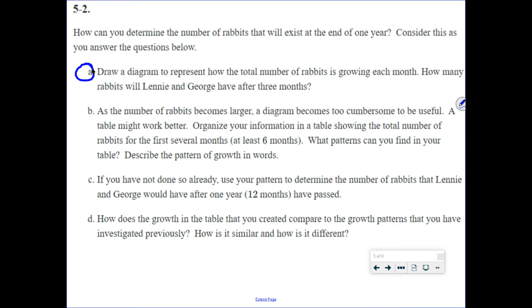Got it? All right, so right now you're going to draw a diagram to represent just the first 3 months of how the rabbits are reproducing. If you got a pair, and they have a pair, and every month, every pair has a pair of bunnies. Got it? Go.